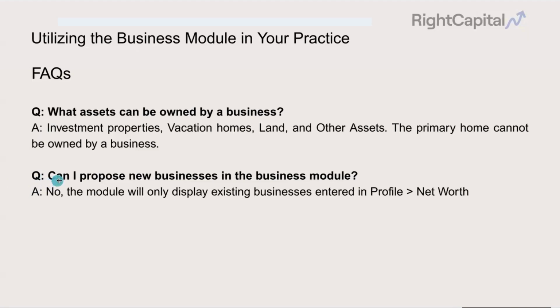The next frequently asked question is if we can propose new businesses in the business module. Right now, the business module is only to display existing businesses entered in profile net worth. So if you're modeling a business purchase over in retirement analysis, that is not going to currently flow into the business module. Right now, it's only going to display existing businesses entered in profile net worth.